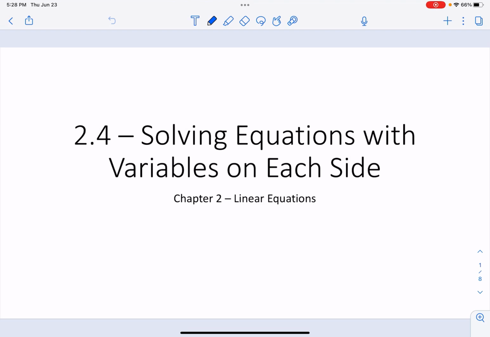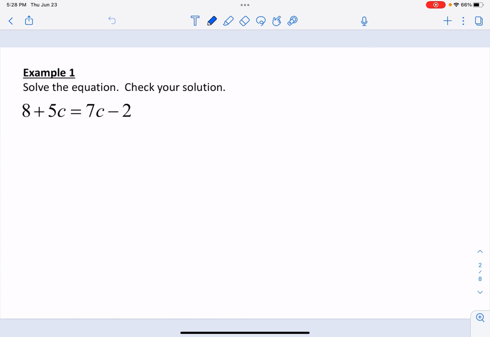In this video, I'm going to be talking about solving equations with variables on each side of the equal sign. Okay, so when you have variables on both sides of the equal sign, you want to get the variables on one side and all the numbers or the constants on the other side. So meaning I have a 5c on the left and a 7c on the right. So what you want to do is get those two variable terms on the same side of the equal sign. So I'm going to subtract 5c.